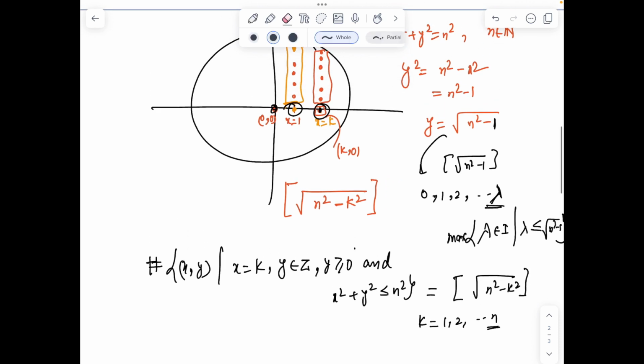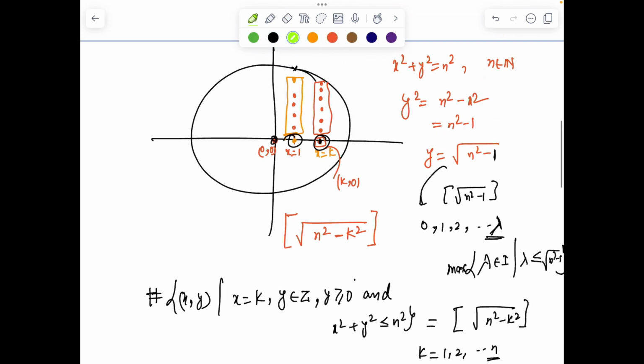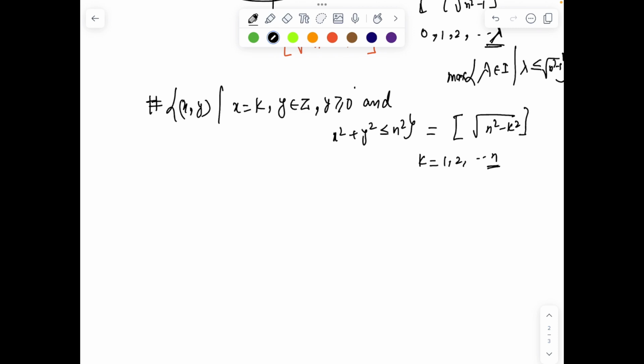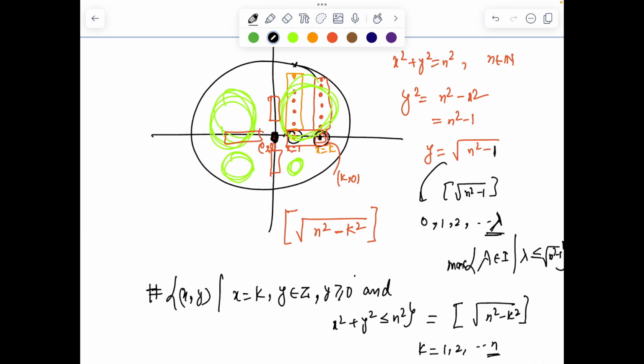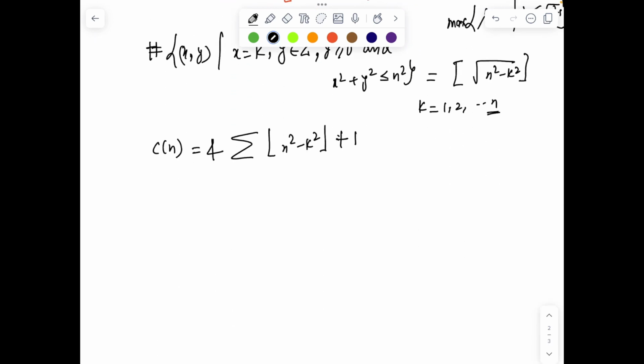Now the count in the first quadrant is exactly the same as the count in the second, third and fourth quadrants. Of course, you can add the number of points on the axis separately if you want to do so. So the total number is sigma of the greatest integer of root of n square minus k square, 4 times this, because of each quadrant, and I have to incorporate the origin as well, so plus 1, where k is running from 1 to n.